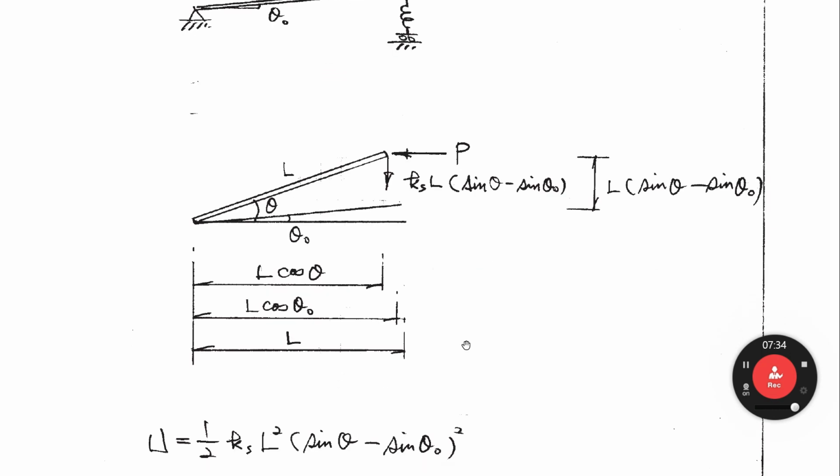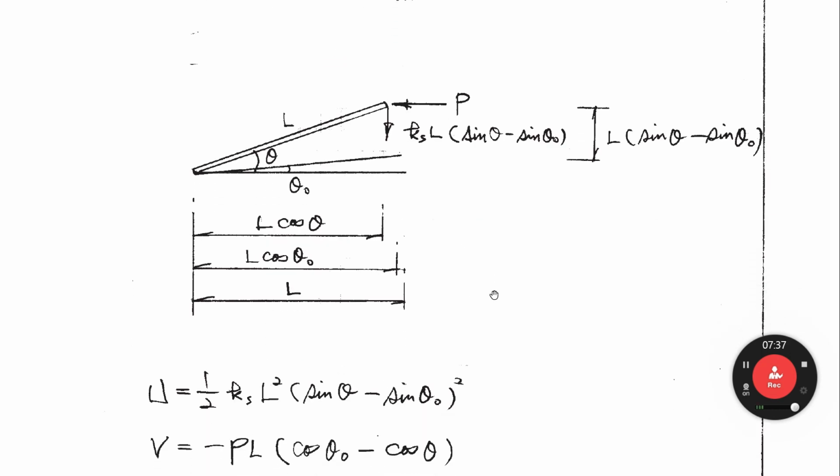Okay, so from this configuration, we can get the internal energy. Internal energy, the equation is 1 over 2 Ks delta square. That is internal energy. So this is delta, L sine theta. This is the strain energy in the spring. So the spring's displacement is this one. Okay, so L times (sine theta minus sine theta 0). So delta square. Okay, this is delta square.